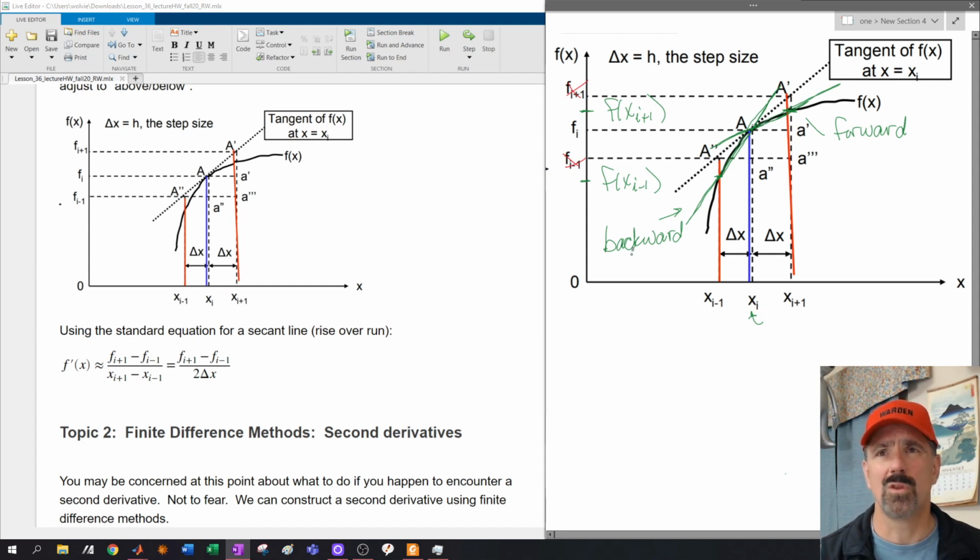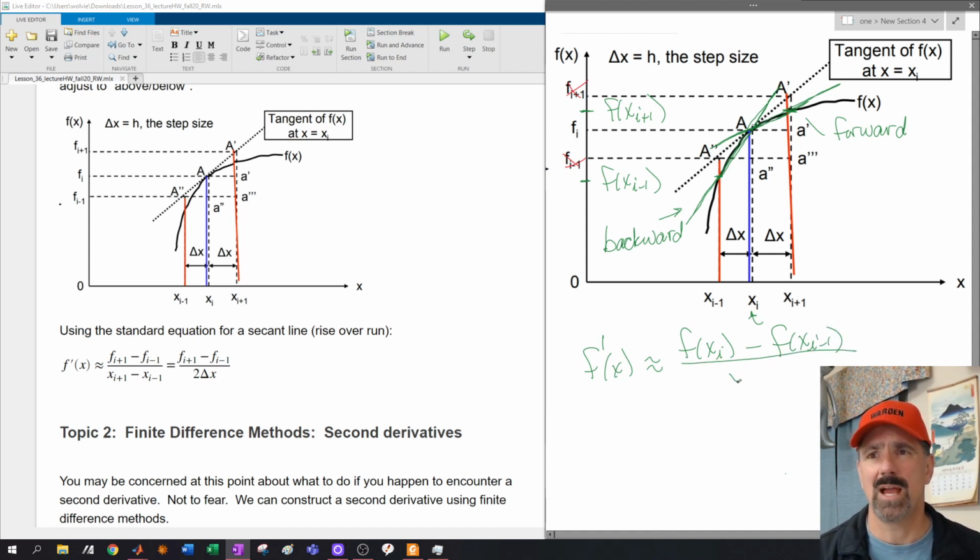And I'll do the backward difference since that one's less familiar to you. So an approximation for the derivative at x is to say, well, I have f at x sub i minus f at x sub i minus 1, divided by x sub i minus x sub i minus 1. It's just a slope calculation. That's all the derivative is.